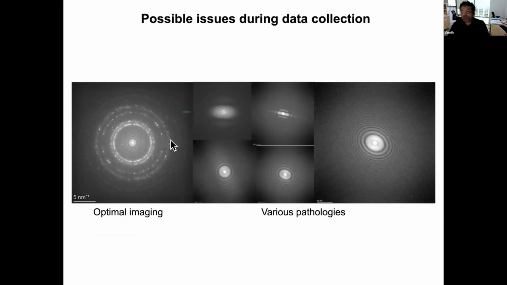Okay, so what are the possible issues that can come up during data collection? Optimal imaging is something like this, where you have Thon rings all the way in all directions, uniform, with resolution going all the way to here, 0.8 or whatever, but you can find various pathologies. For example, this one is astigmatism. You can see clearly that instead of a round shape, you have more of an ellipse.